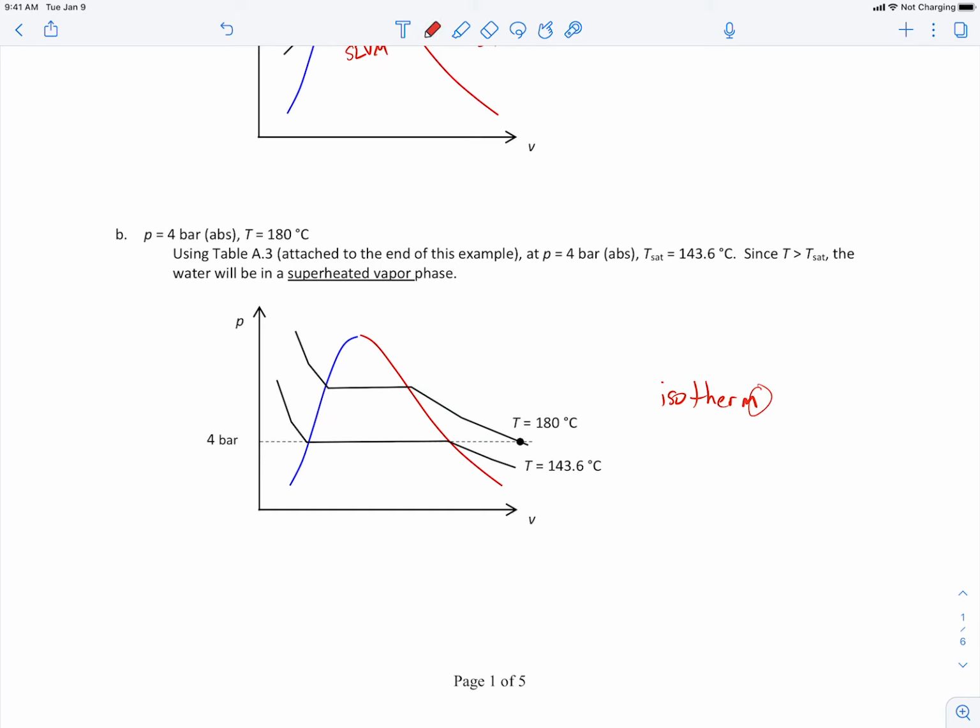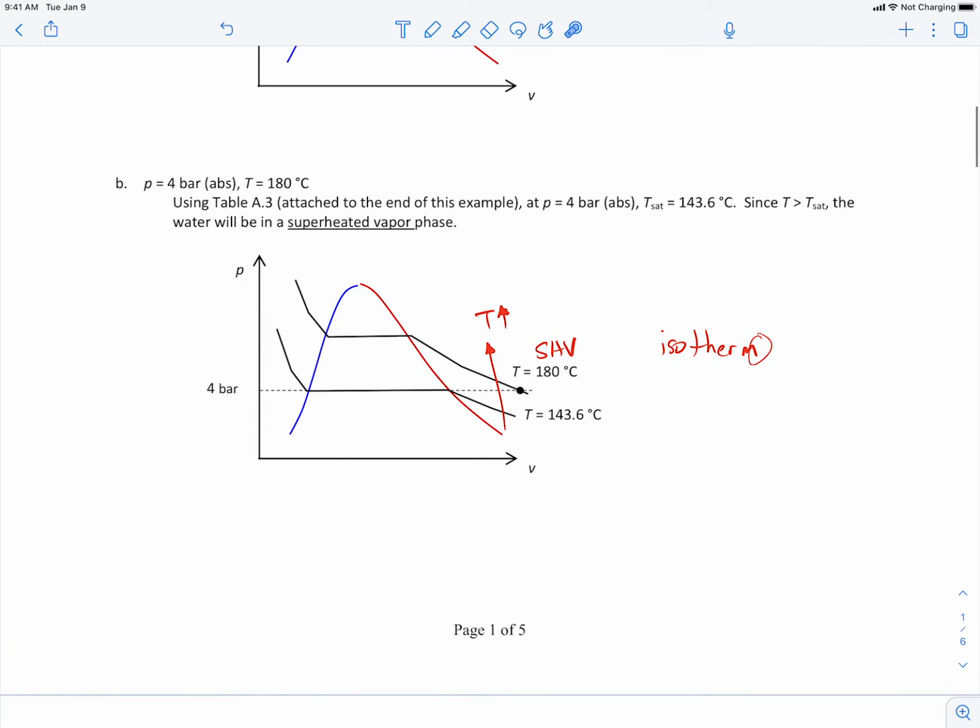So isotherms increase as you go this way. So if this is 143.6 degrees Celsius, if I draw the one for 180, it'll be above it right there. And you'll see that that crosses the 4 bar out here in the superheated vapor phase. Okay, so now we're going to be dealing with superheated vapor for that particular case.